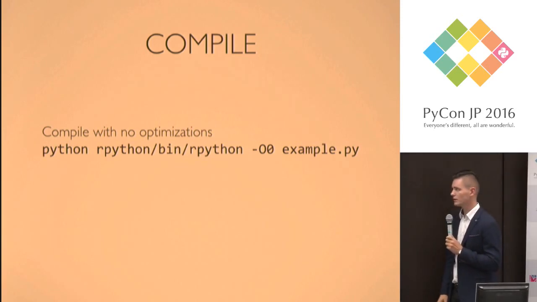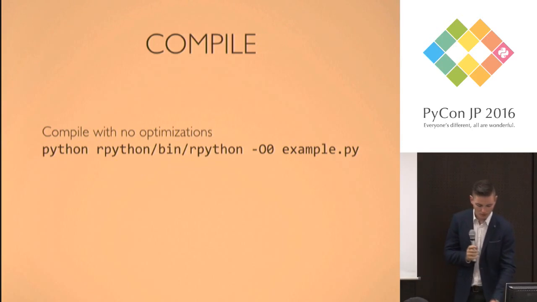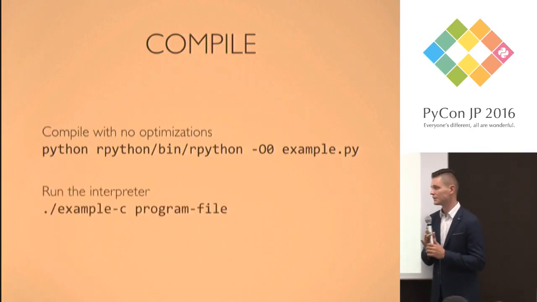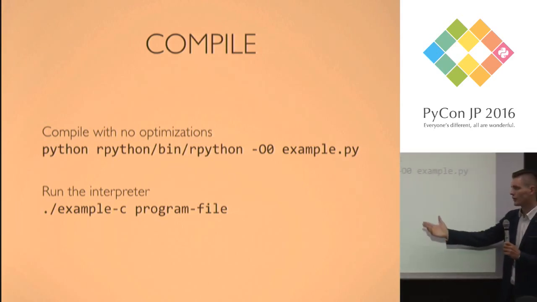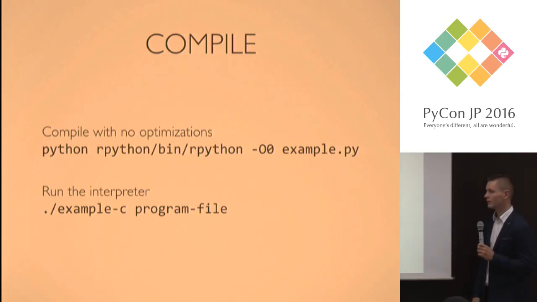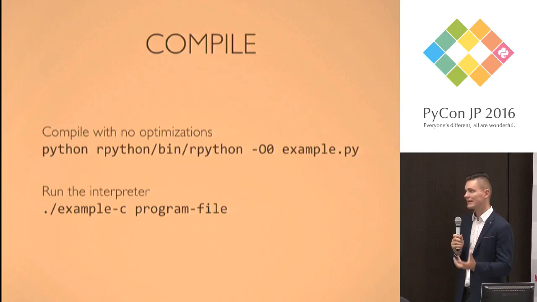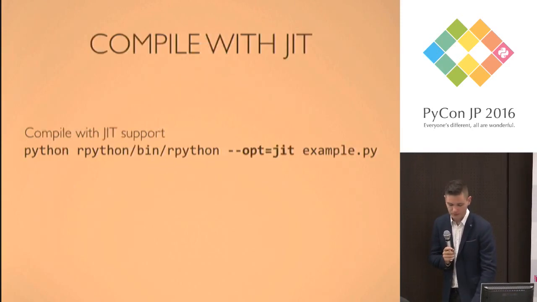Optimizations tend to break your code, so just try it first without any optimizations. And the end result will be this big binary blob, and then you can run it as a normal program. It's going to be pretty big, but it's going to contain everything it needs. And if it's fast enough for you now, you can go ahead and try adding JIT.